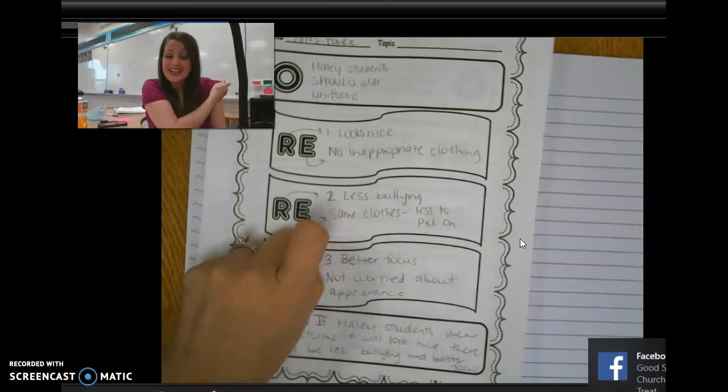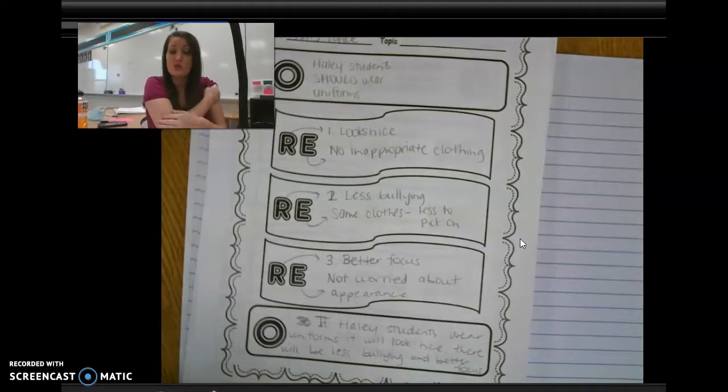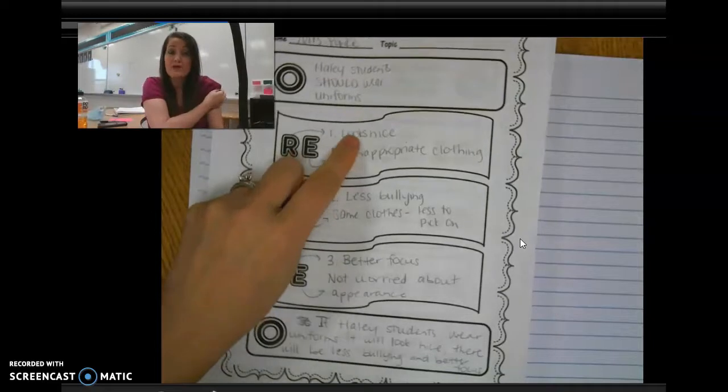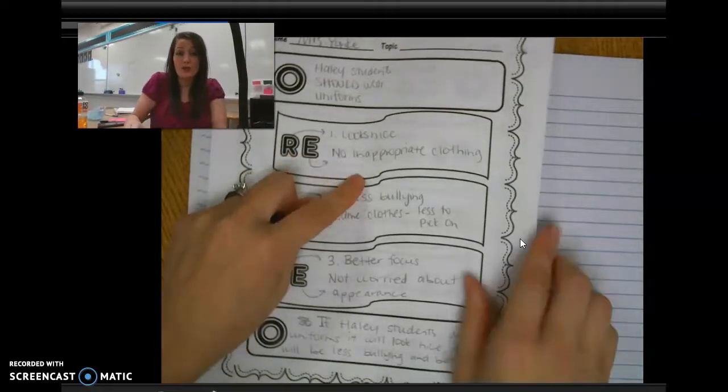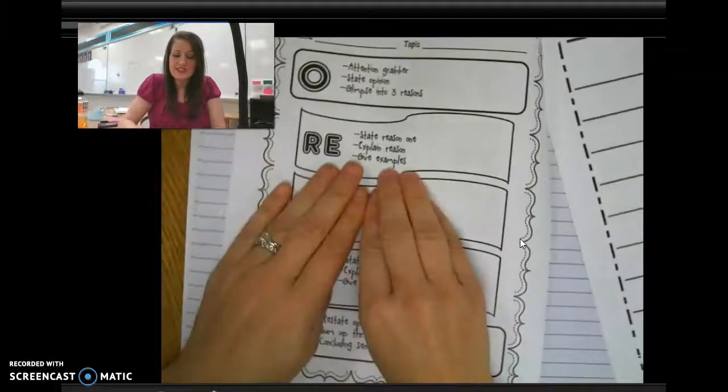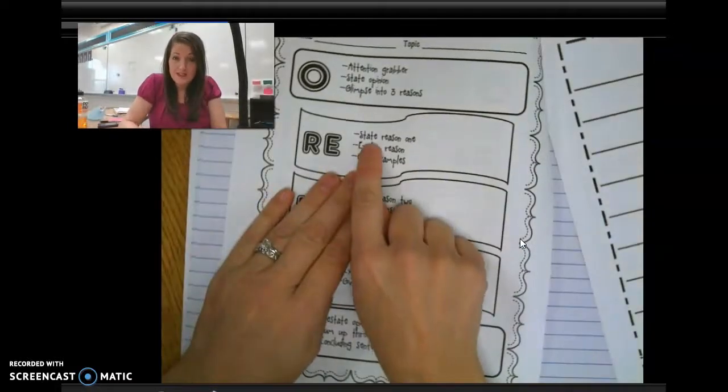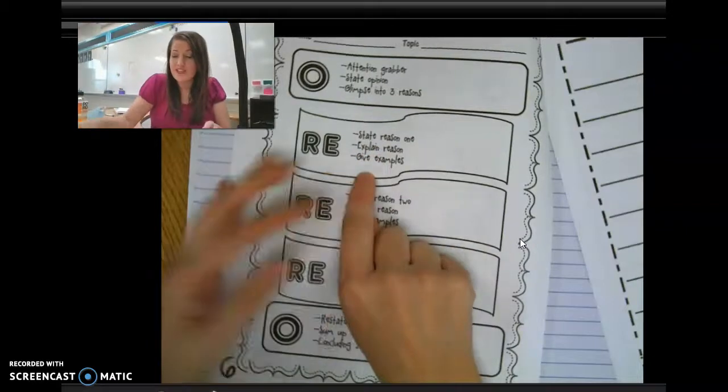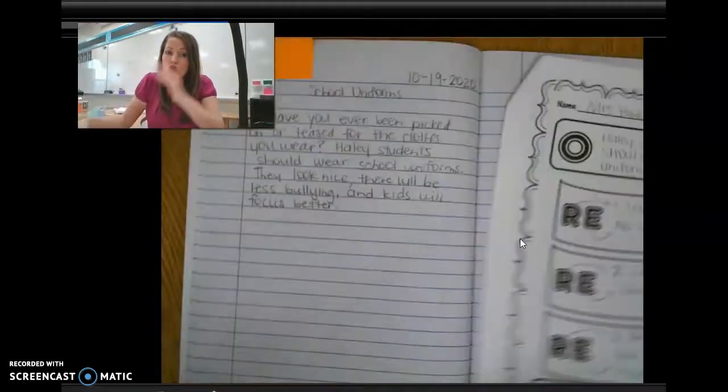So for mine, I said that Haley students should wear school uniforms because they look nice. That was my reason. An example would be that we won't have inappropriate clothing like sometimes we do now. So if you look at the back side, this is page 6, you're going to state your reason. You're going to explain the reason, and you're going to give examples. And I need to have at least 3 sentences.